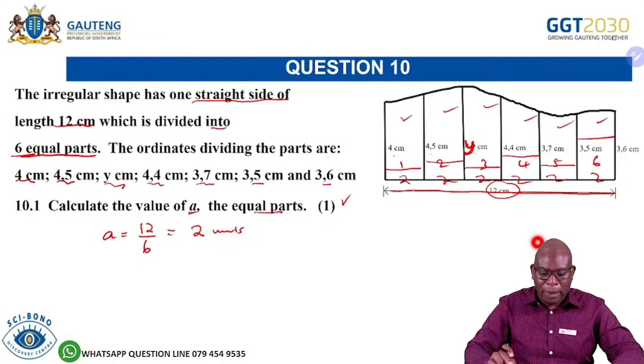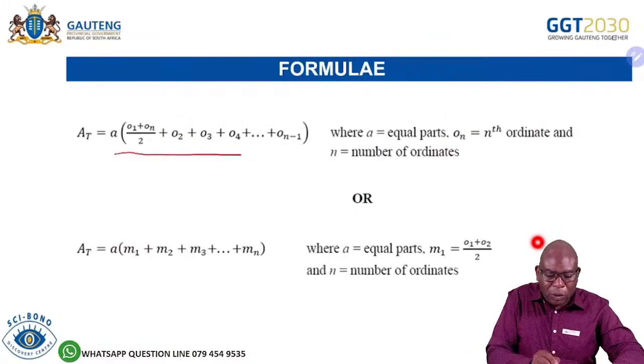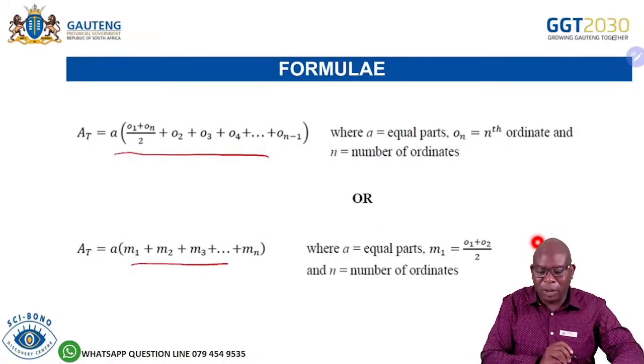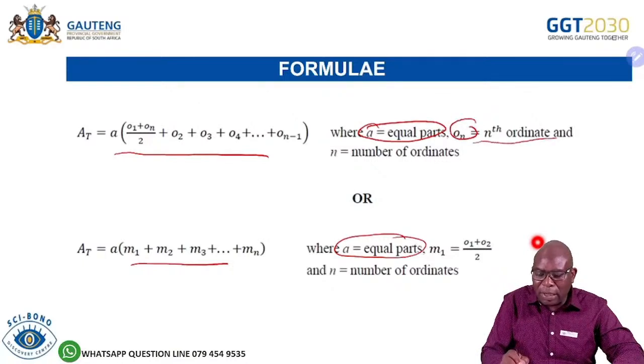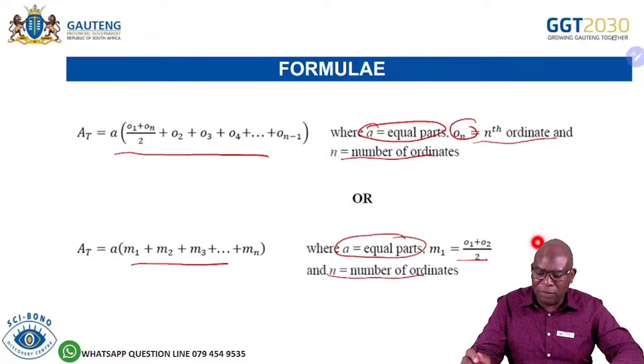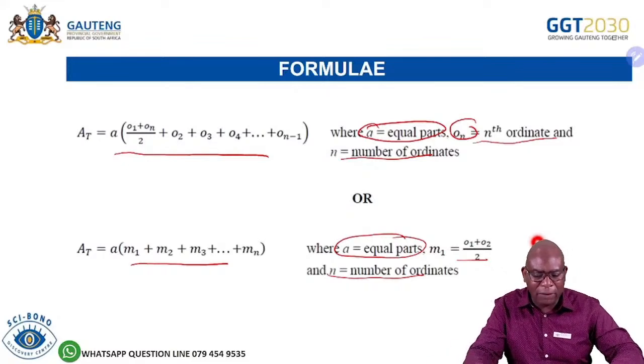Okay. Now, these are the formulae that I was talking about. These are the 2 formulae that I was talking about. They're there. And they tell you A is equal parts. Nth ordinate is the nth ordinate, and n is the number of ordinates. M1 is O1 plus O2 divided by 2. N is the number of ordinates. So, really, they give you this formula. And they even explain what that formula is all about, and they explain each and every value there.